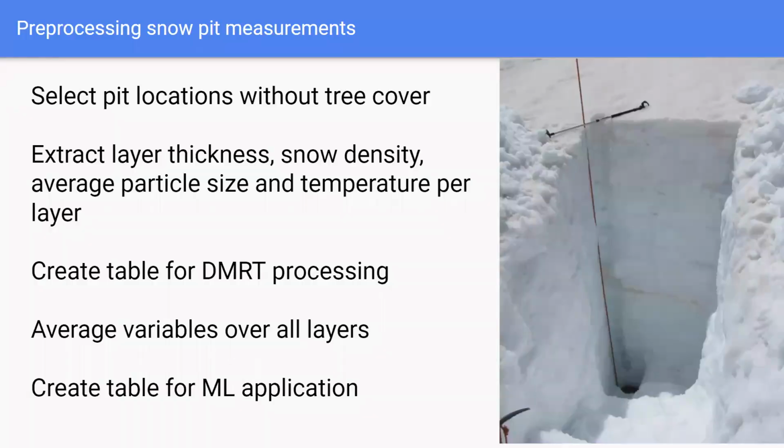We had to do a little bit of pre-processing for these snow pit measurements. First was to select those pit locations which had no tree cover. Then we extracted parameters like the layer thickness, density, average particle size or grain size, and the temperature per layer in a pit. We created a table for the DMRT processing, and then we averaged these variables across all the layers for each pit. This was used as the input table for the ML application.